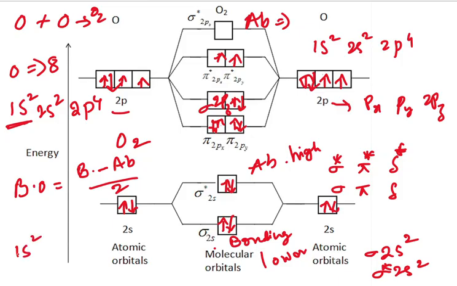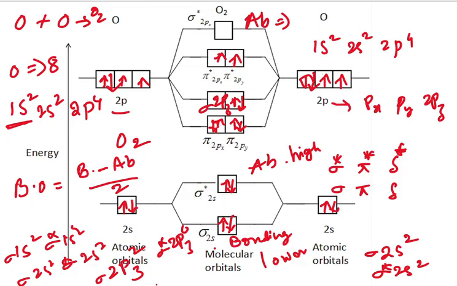So sigma 1s2, sigma star 1s2, sigma 2s2, sigma star 2s2. Similarly, sigma 2pz2, sigma star 2pz0, and pi star 2px2, pi star 2py2.